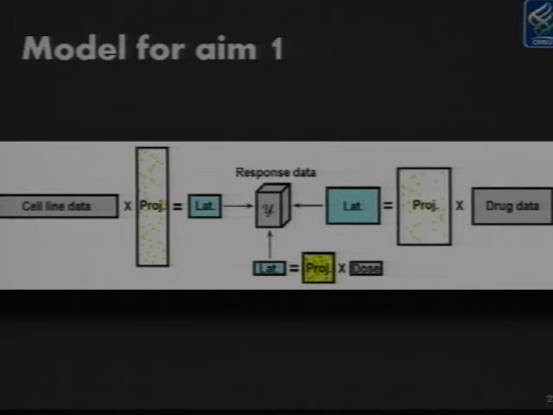And by putting a Bayesian prior that enforces some type of sparsity on these projection matrices, I can make sure that I only pull out, say, the expression of a smaller number of genes for every cell line that will predict its outcome to the drugs.